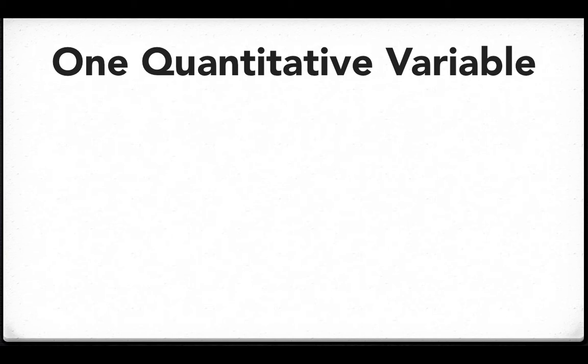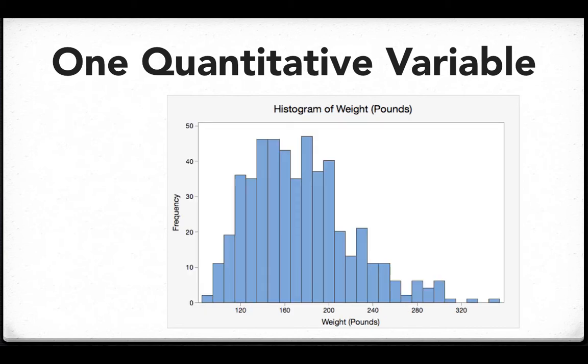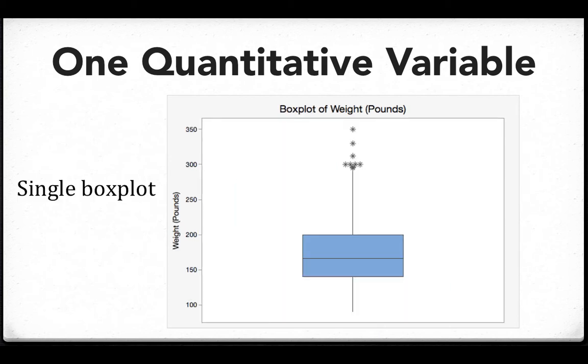Last week, you learned that for one quantitative variable, you could construct a dot plot or a histogram. In Lesson 3, you're going to learn about box plots. This is a single box plot. It displays data from one quantitative variable for one group.